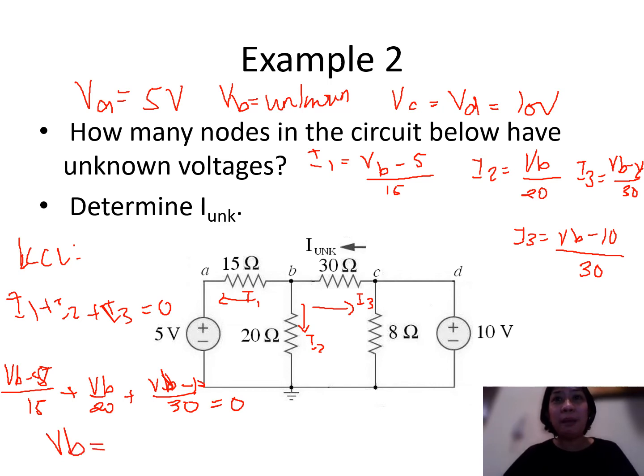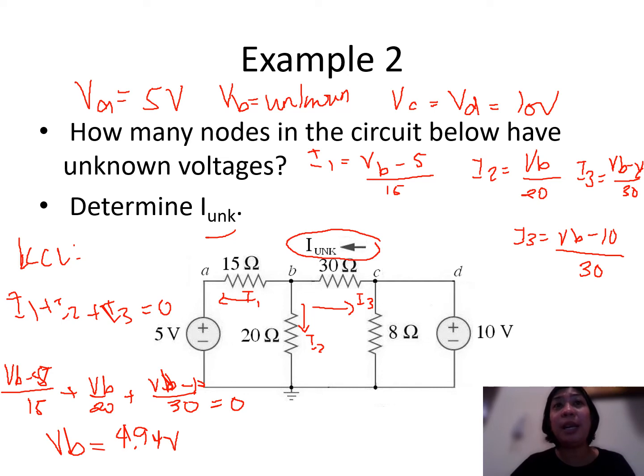So using your calculator here or your math here, we can easily solve for VB. And our VB here, class, is equivalent to 4.94 volts. Okay, so knowing VB, we can easily solve for our unknown, which is this one. Our current here is related with I3. So if we know I3, we can define our current unknown here.